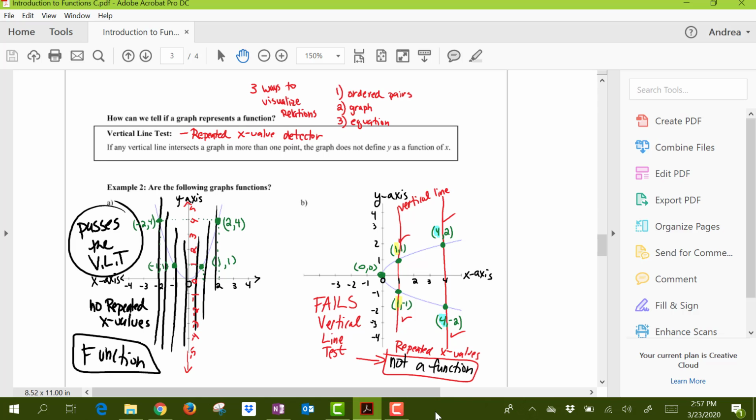The vertical line test says that if any vertical line that you draw only crosses the graph in one point, then it is a function. If you can draw a vertical line that touches the graph in more than one point, then it is not a function, and we say it would fail the vertical line test. So the vertical line test tells us if the graph we see is a function by looking for repeated x values.